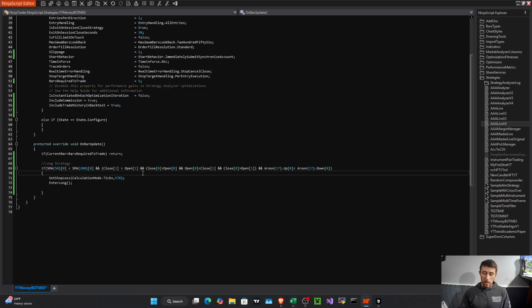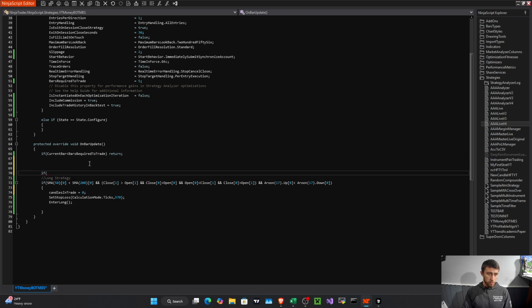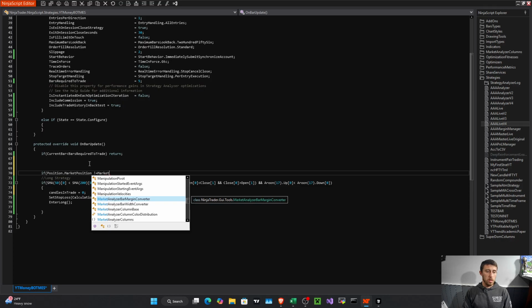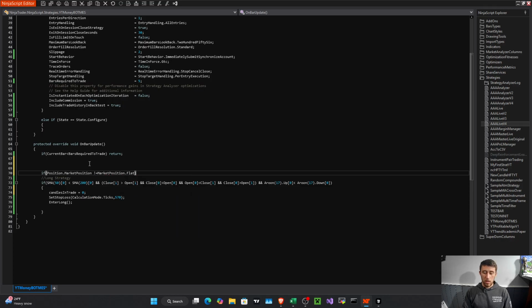So every time we buy, we're going to set candles in trade equals 0, right? Because we've been in a trade for 0 candles. Also part of our entry strategy is if position dot market position does not equal market position dot flat, then we return, because we only want to enter positions if we are flat.